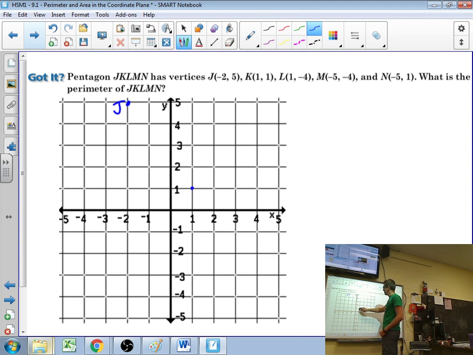Always make sure that you label your points. Don't just put a point on the graph and then forget what it is. Label the name of the point.